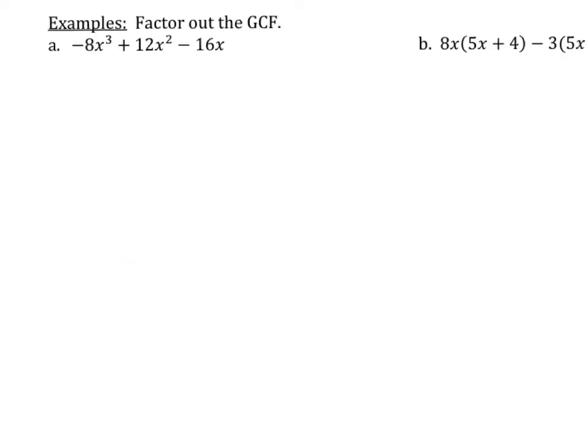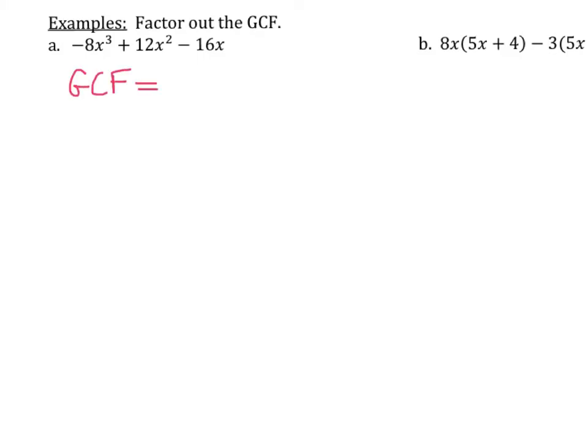This first example involves a polynomial. It's negative 8x cubed plus 12x squared minus 16x. And our instructions here are to factor out the GCF. And so what I'm going to do now is first start by looking at the values or the coefficients here. I have a negative 8, I have a 12, and I have a 16. Again, you can go through the prime factorization process to find your greatest common factor, or you can just look at 8, 12, and 16 and try to determine what number will be your greatest common factor.